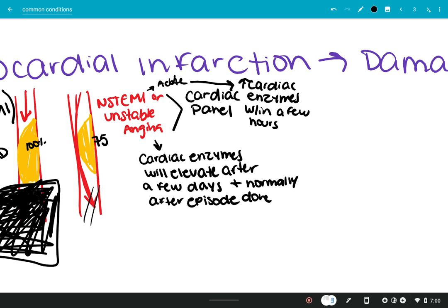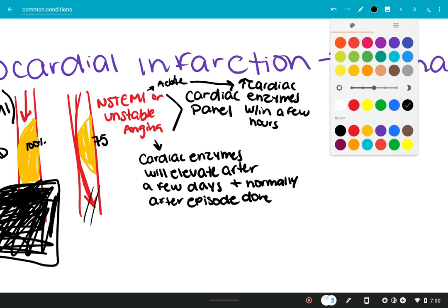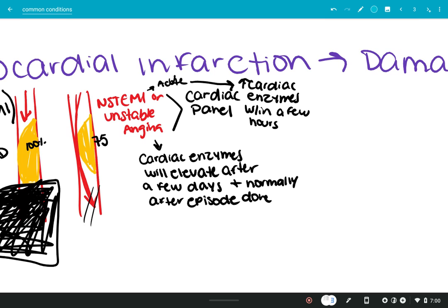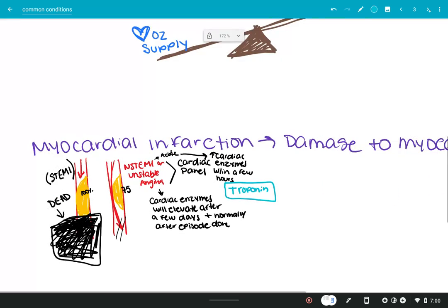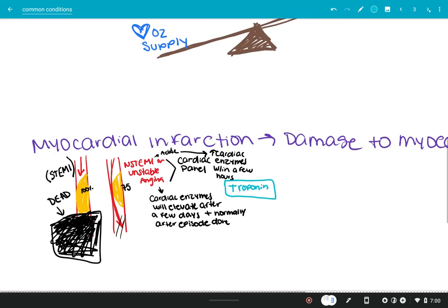The one that we look at, like the gold standard for non-STEMIs, STEMIs, that kind of thing, is troponins. That's like the most cardiac specific enzyme, because we have like the myoglobin and that kind of stuff, but any muscle that is having ischemia will release that enzyme. Troponin is the more cardiac specific.